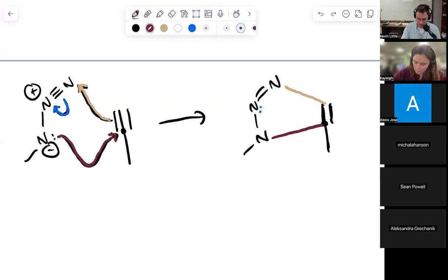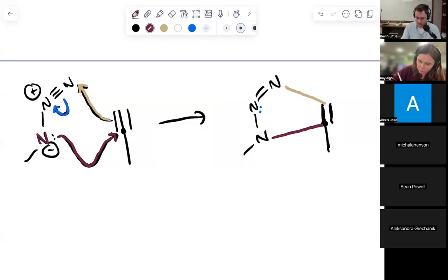The other nitrogen, did it gain or lose electrons? It lost electrons. It was negatively charged. Now it's no longer negatively charged because it lost electrons.